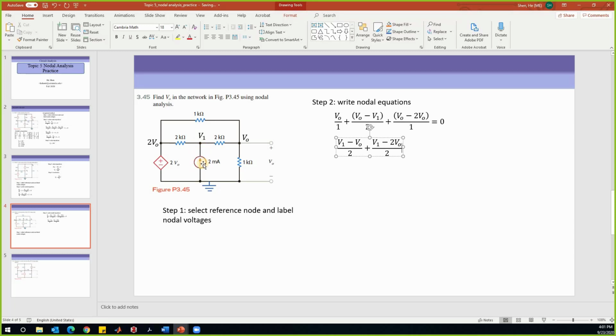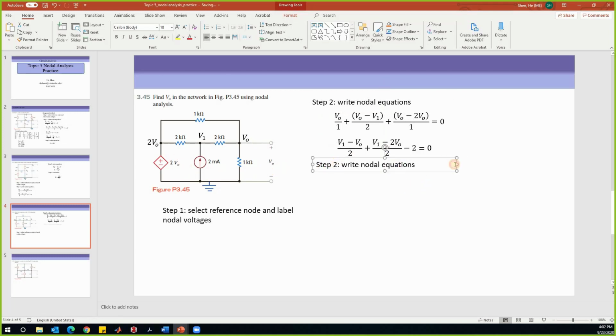The current leaving from this branch is negative 2. So now all 3 branches sum to 0. On top of that, because we have a dependent variable that depends on VO, and VO is already written in terms of the variable that we have, because we defined VO as a nodal voltage already, the additional controlling variable is basically telling us VO is equal to VO. So it doesn't bring any new information, and we don't need to write the last equation.